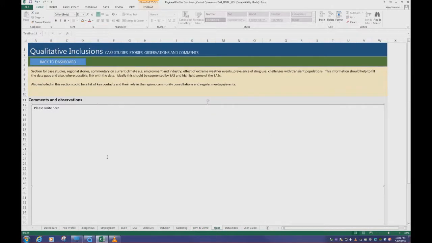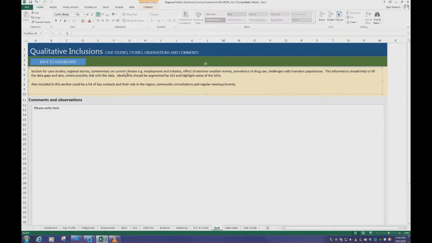Qualitative. This is an open area where users can enter anecdotal observations and comments about the related region. This is a really important feature of the profiles. Information here will complement the data, but it will also prove local knowledge and understanding, which is a key requirement for funding assessors. There's a whole wide range of information that may be entered here, and it's really up to you what you think is appropriate.